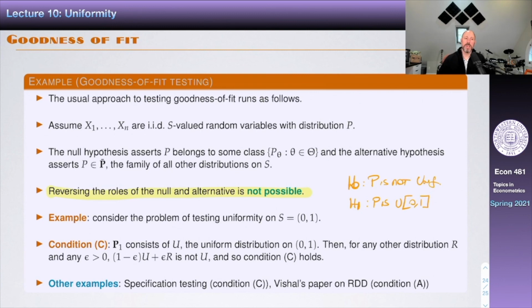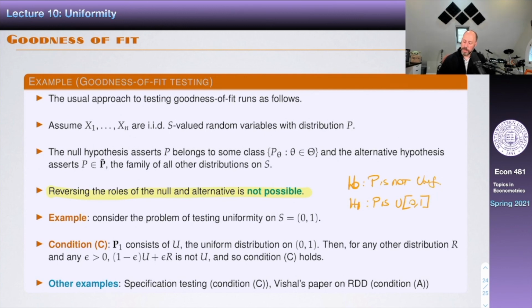Other examples are specification testing. As I said before, the null is that the model is correctly specified. If you just flip the order, and say that the null is that the model is wrong and the alternative is that the model is correctly specified, you can use condition C to show that such a problem is not testable.